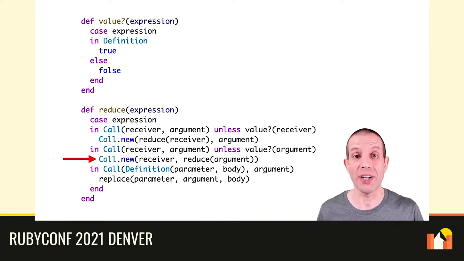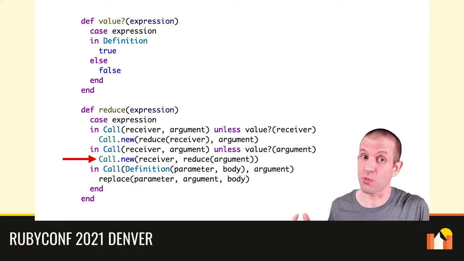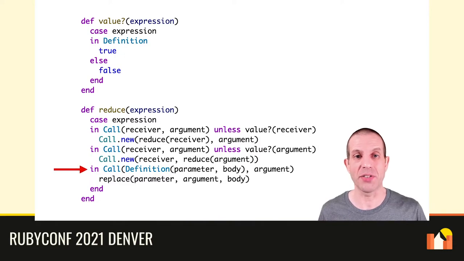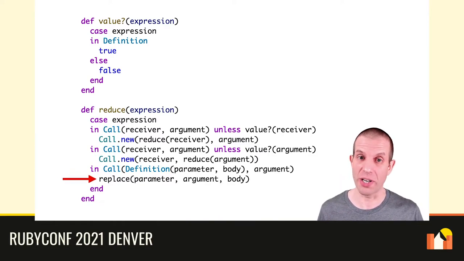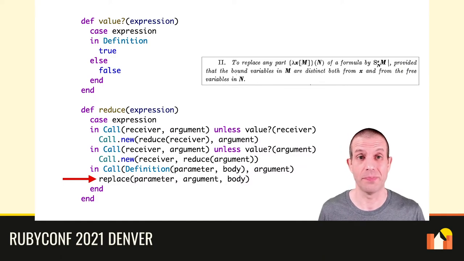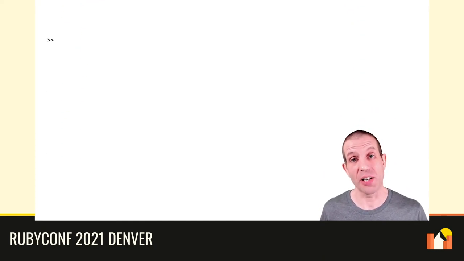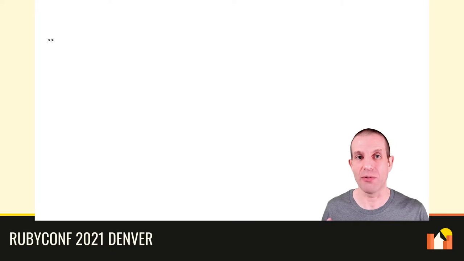If the receiver is already a fully reduced value, then we reduce the right-hand side of the call instead, which is the argument. And then only in the special case when the receiver is definitely a definition and the argument is a value, do we replace the parameter with the argument inside the receiver's body, which is what Church said we should do. To actually evaluate an expression, we just repeatedly reduce it.